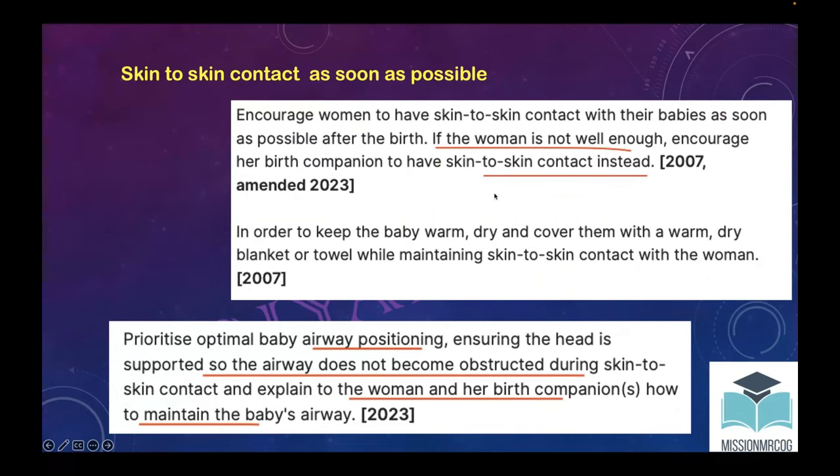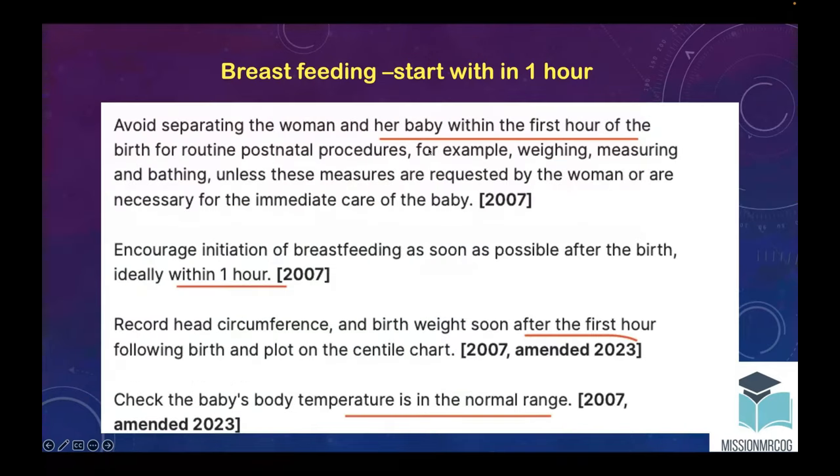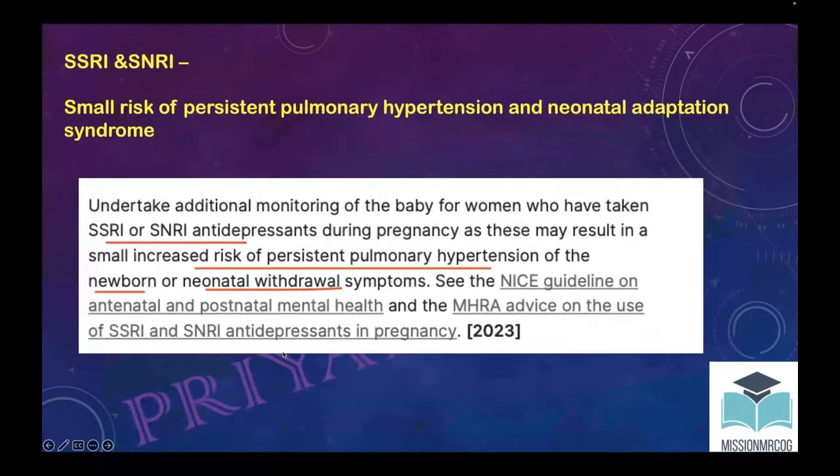they should be explained very clearly about the baby positioning. They should support the baby, like the head of the baby, so the airway should not be obstructed. Apart from this, breastfeeding to be started within the first hour of the delivery, ideally within 1 hour. This part again is newly added in this guideline.